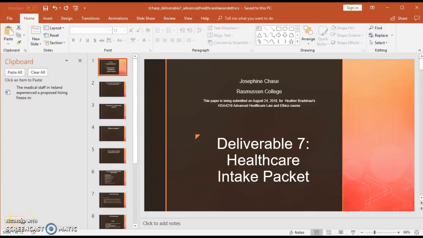This is Deliverable 7, the Patient Healthcare Intake Packet for Advanced Healthcare Law and Ethics.